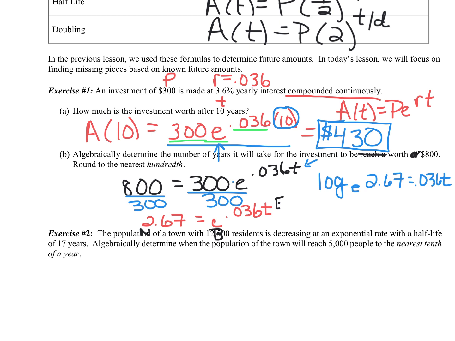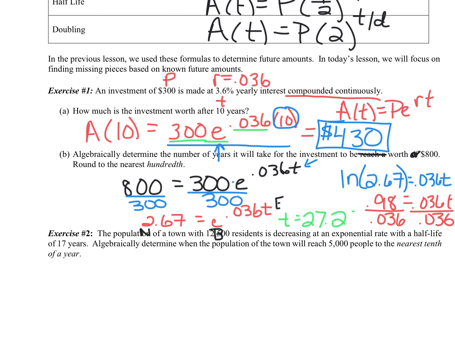Now, when I see this, it's fine to leave it like that, but I can also notice that I have log base e, and I could replace that with ln. So if you want to use your ln button, this means the same thing as log base e. If I type in ln or log base e of the 2.67 using the whole decimal, I get 0.98 approximately. And then I'm going to divide that by 0.036 to finish off the problem. That gives me a final answer to the nearest hundredth of 27.25.